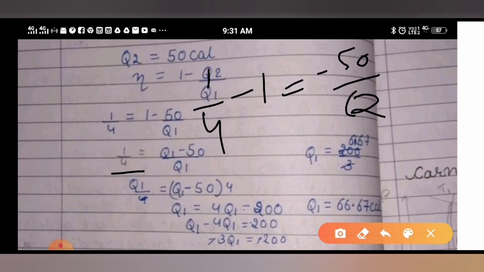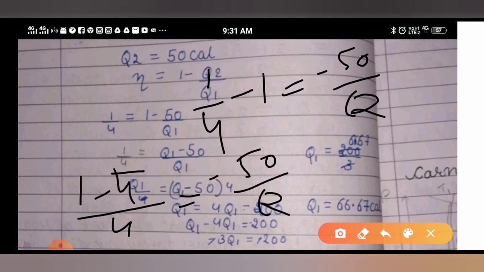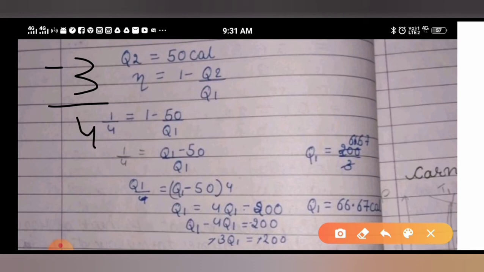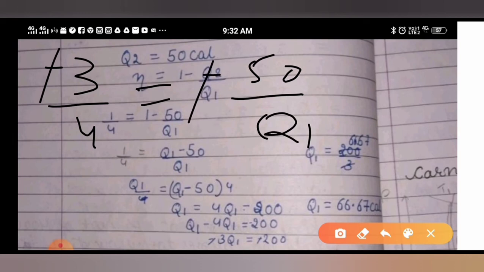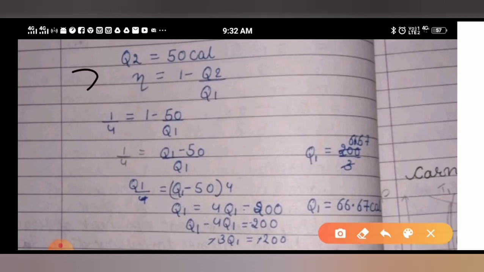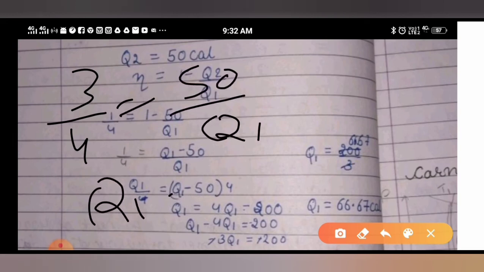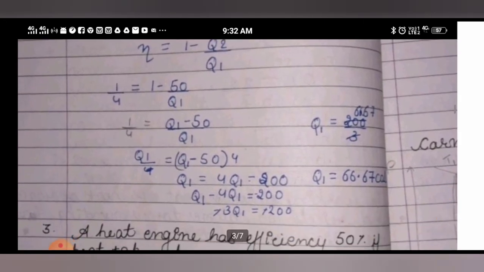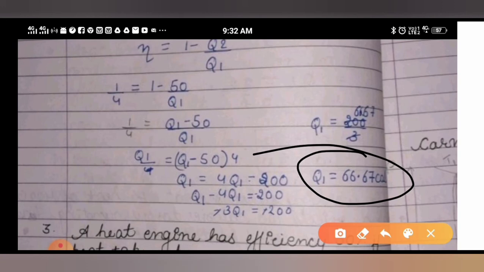1 by 4 minus 1. So 4 will be your LCM and it will be 1 minus 4 upon 4, which is minus 3 by 4. So I can write minus 3 by 4 equal to minus 50 upon Q1. Minus and minus will cancel out. So what is left with me? 3 by 4 equal to 50 upon Q1. So Q1 will be equal to 50 into 4 upon 3. You can convert it into decimals, and your answer will come 66.67 calories.